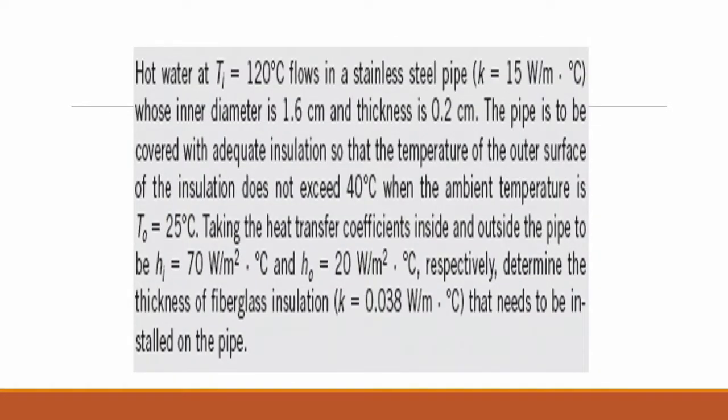So this is the example question for critical insulation thickness. From the question, temperature is given, which is 120 degrees Celsius. The thermal conductivity is also given, which is 15, and the diameter is 1.6. So the diameter is 1.6 cm and thickness is 0.2 cm. And so we proceed to the solution.